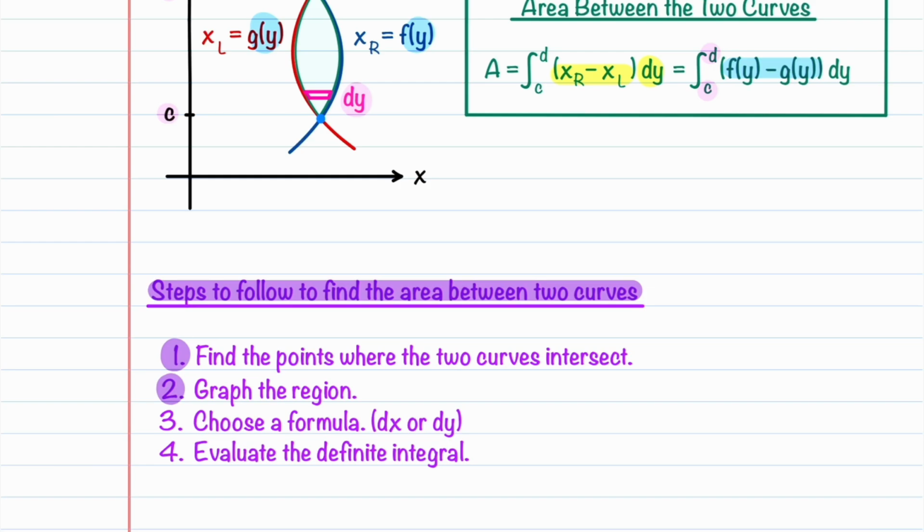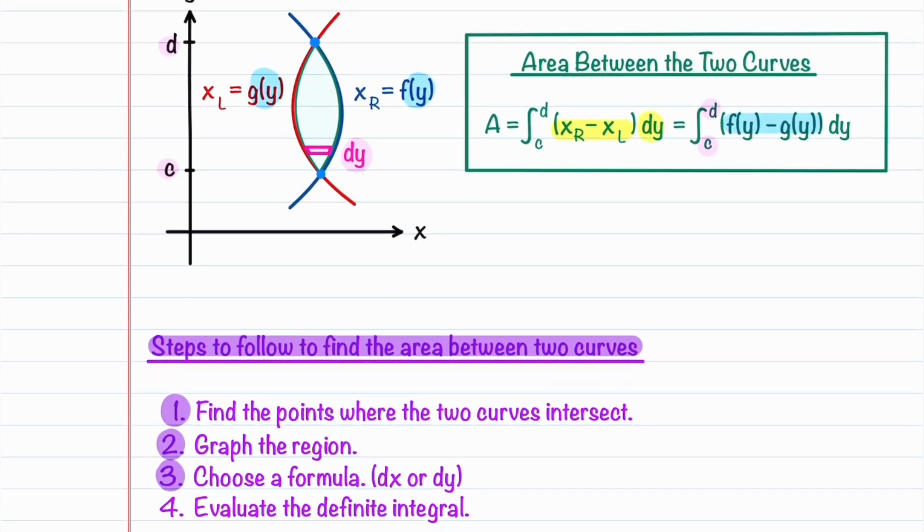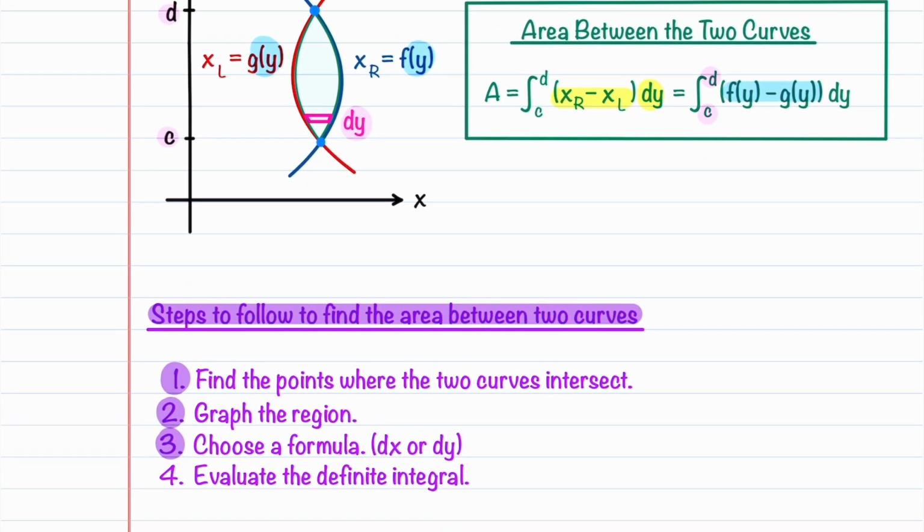You'll graph the intersection points and then the two curves. Step 3 is to choose a formula. That's probably the hardest step. You'll have to choose between one of the two formulas that we just went over. This process gets easier as you work through more examples.